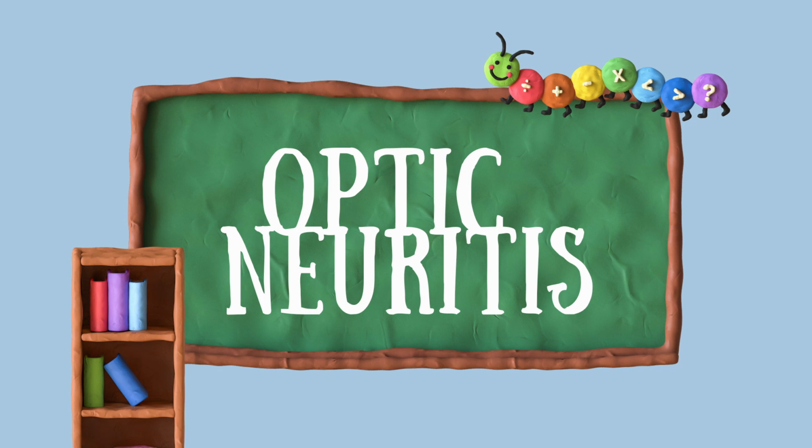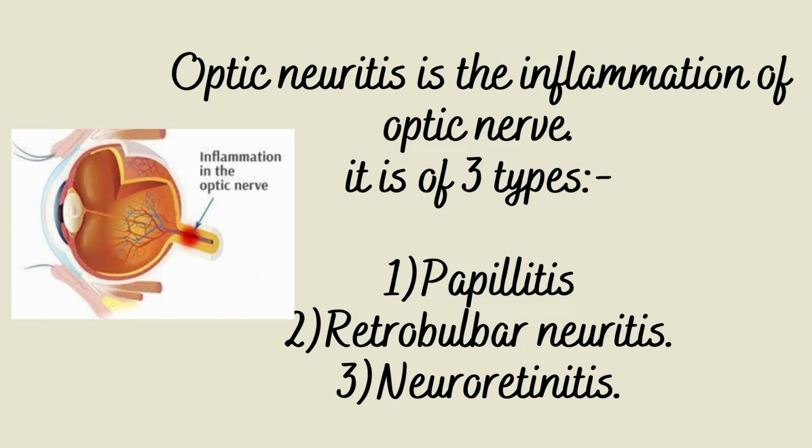So today we are going to discuss optic neuritis. The term optic neuritis itself says "itis", that is, inflammation. It is inflammation of the optic nerve. So let's discuss. Optic neuritis is the inflammation of the optic nerve. It is of three types: papillitis, retrobulbar neuritis, and neuroretinitis.